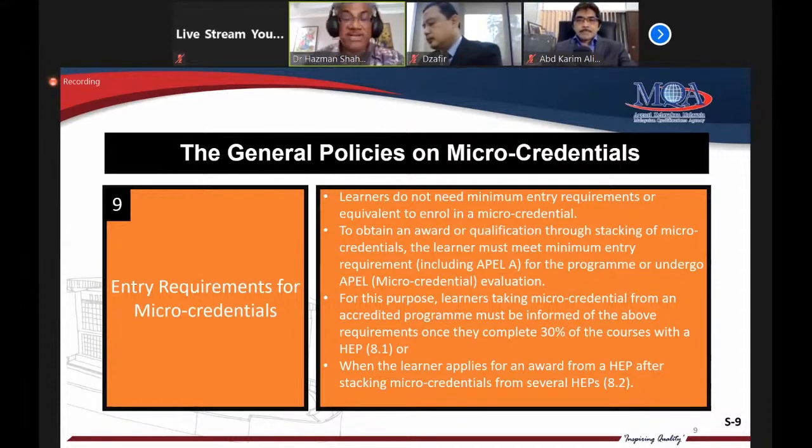So that is what we expect HEPs will do, even though we are saying here you don't need to require the formal entry qualification when someone wants to take a package, a micro-credential that is drawn from an accredited program.